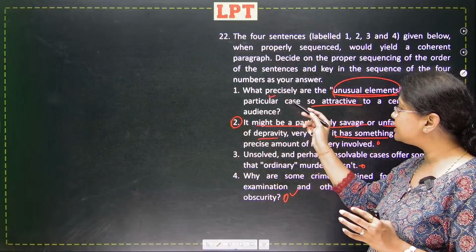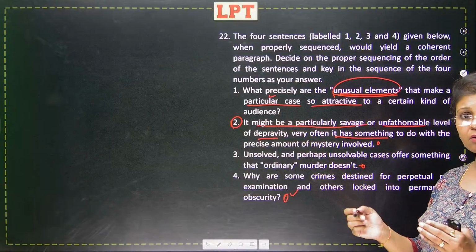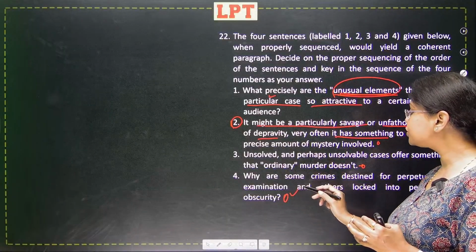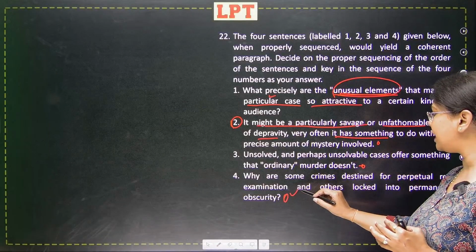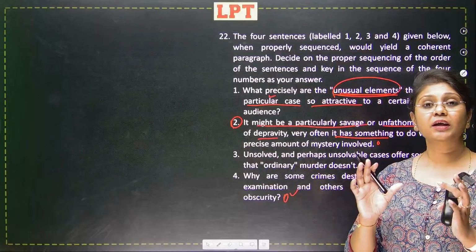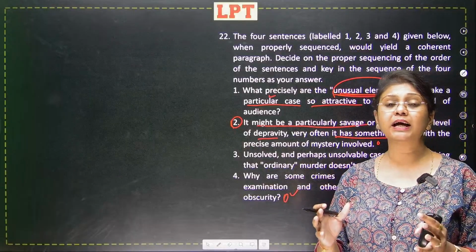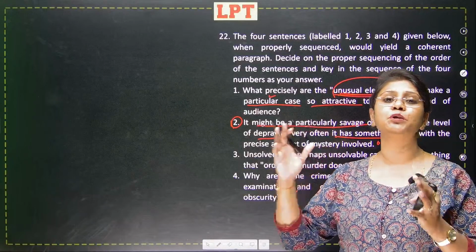So if you read out this first one, it says unusual elements of a particular case. Okay, that is very specific. And this talks about why are some crimes destined for perpetual re-examination and others locked into permanent obscurity. So if you look at a broader concept, because I'm sure that you would have learned in your parajumble classes that we move from a broad concept to a specific concept.